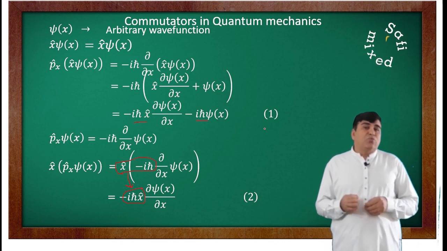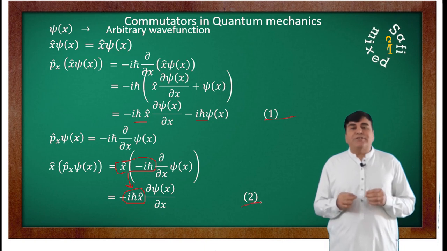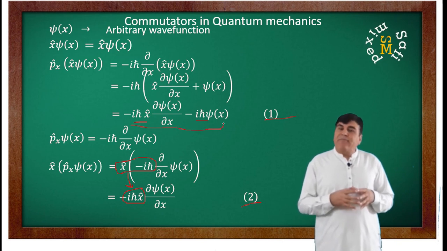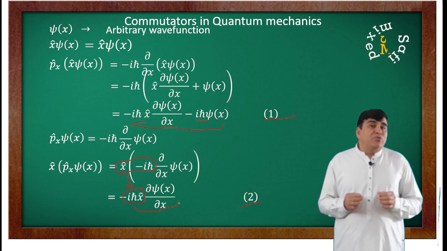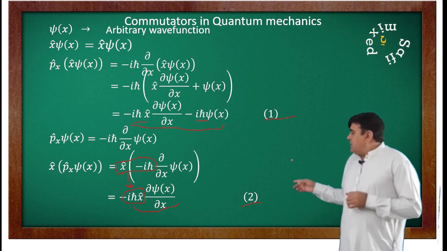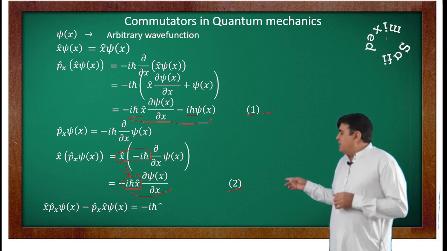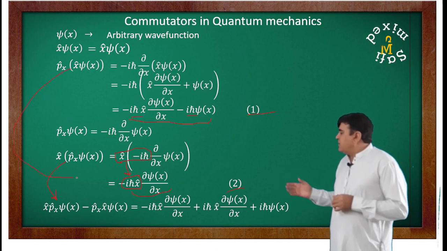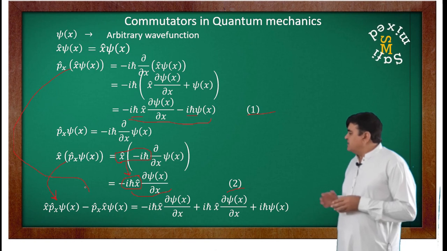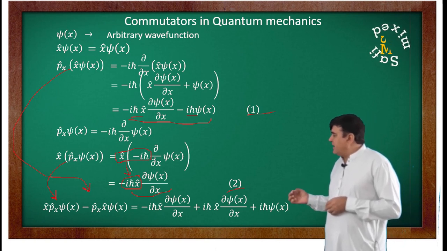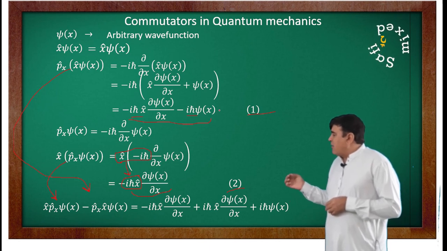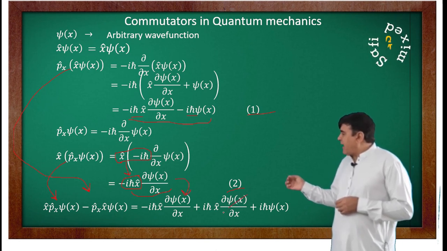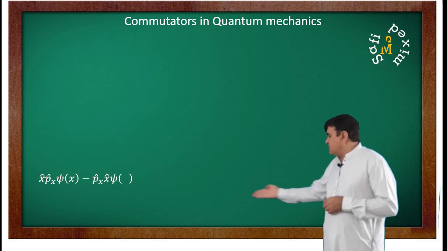So one can see from equation 1 and equation 2 that the order of operators acting on a wave function matters. That is, changing the order changes the final result. If I subtract equation 2 from equation 1, I can write x p sub x psi of x minus p sub x times x psi of x equals minus iota h bar x partial psi over partial x plus iota h bar x partial psi over partial x plus iota h bar psi of x. The first two terms on the right side of this equation cancel out, and the equation can be rewritten into this form.